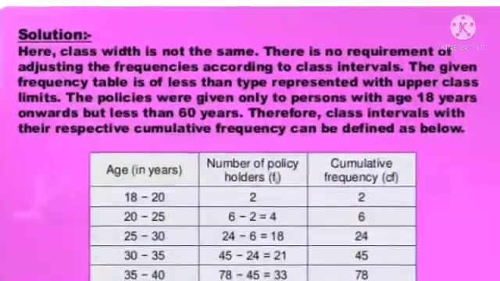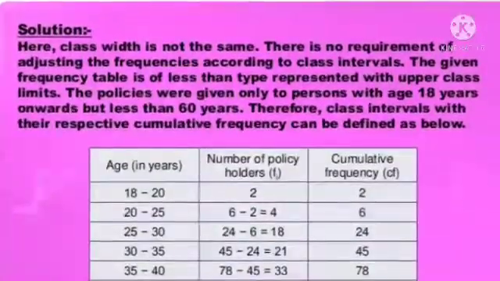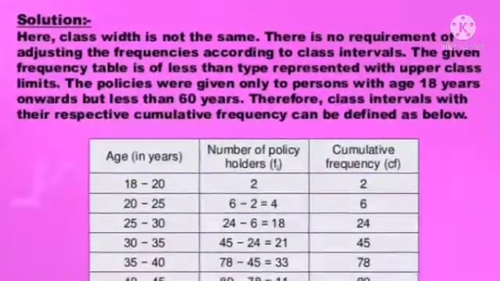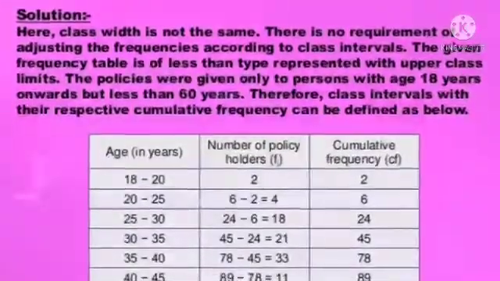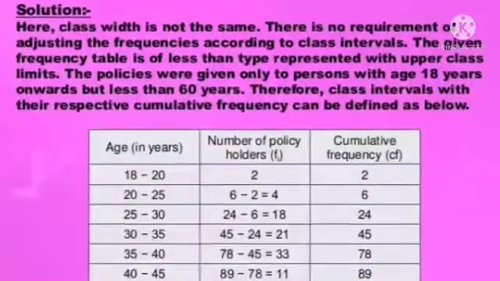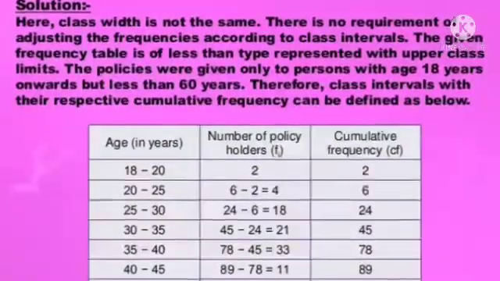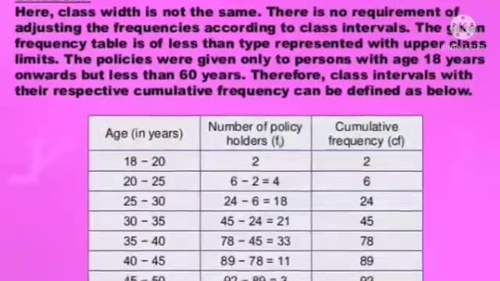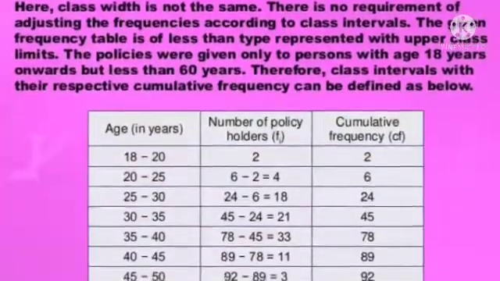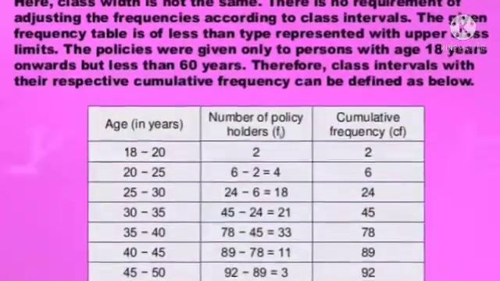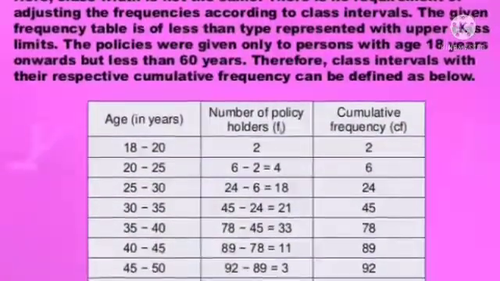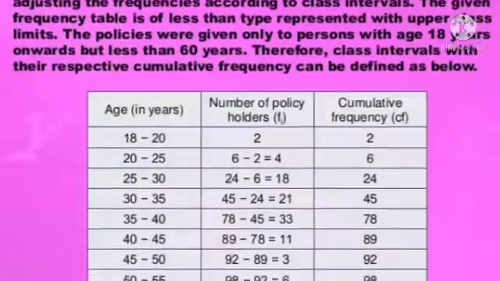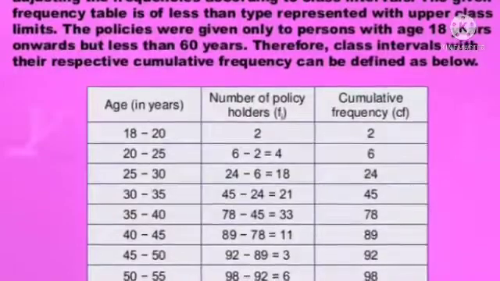Solution: your class width is not the same. There is no requirement of adjusting the frequencies according to class intervals. The given frequency table is of less than type, represented with upper class limits. The policies were given only to persons with age 18 years onwards, but less than 60 years. Therefore, the class intervals with their respective cumulative frequency can be defined as below.